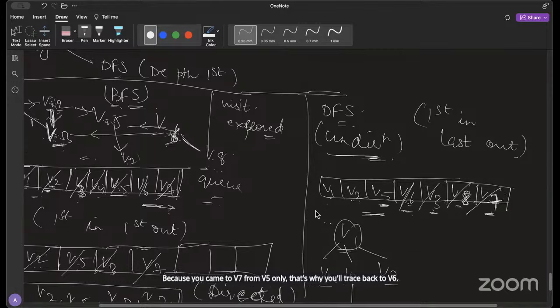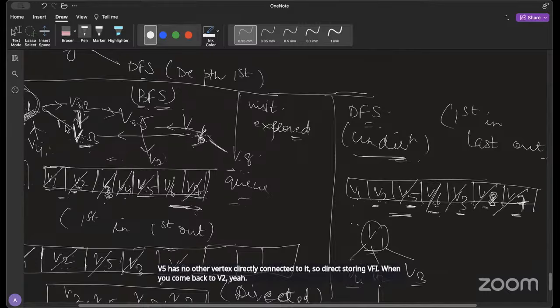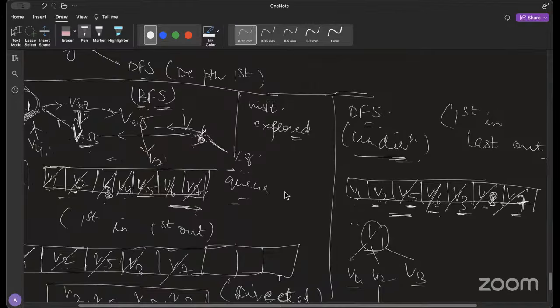You're done exploring this. Then you come back to V5. V5 has no other vertex directly connected to it. So you're done exploring V5. Then you come back to V2 here. V2 has V3, right? V3 has already been covered here. So this also you are done exploring. So this is also done.